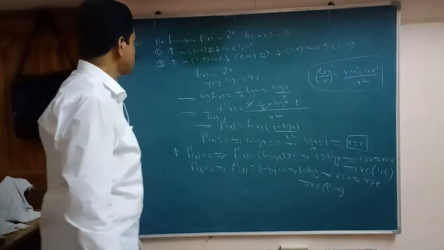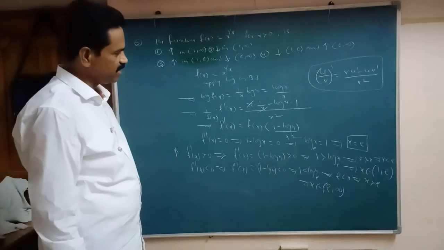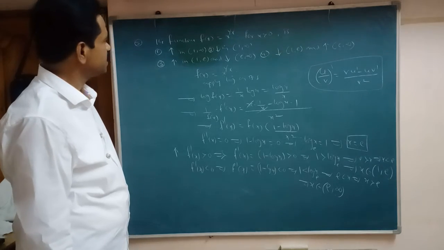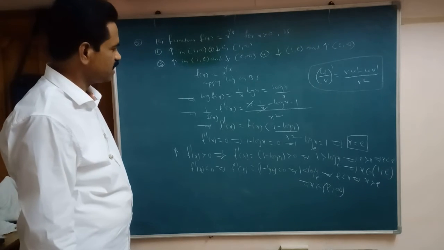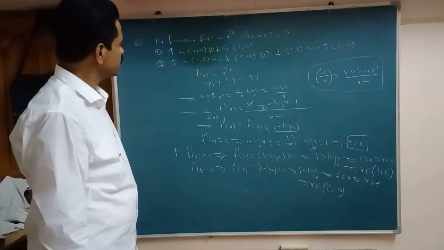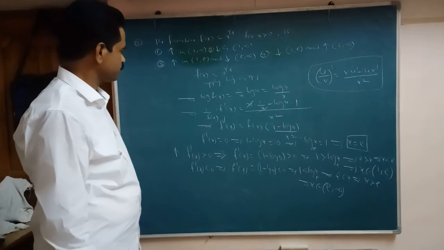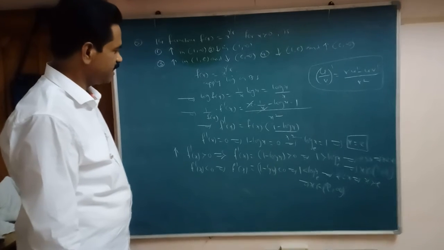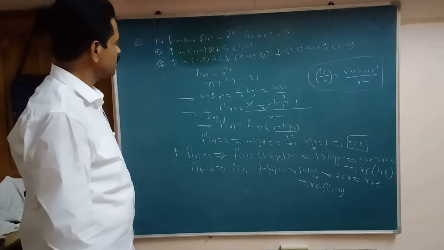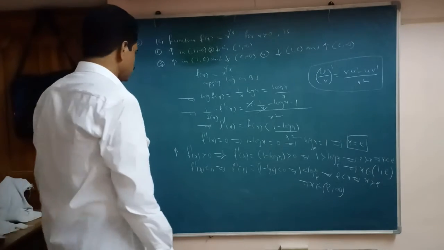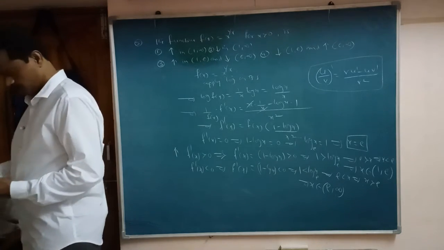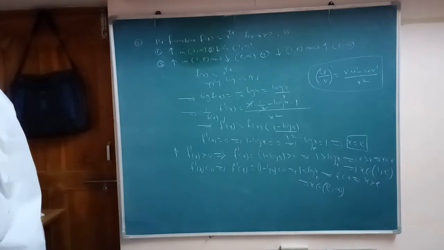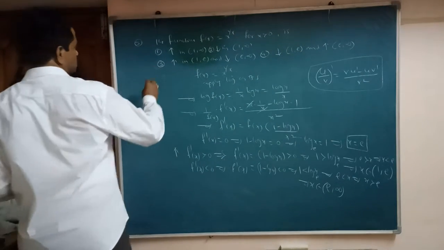So observe, the first option says increasing in 1 comma infinity, but what you get here is 1 comma e. The second option, decreasing in 1 comma infinity. What we get is increasing in 1 comma e and decreasing in e comma infinity. Okay? So the third option is correct.